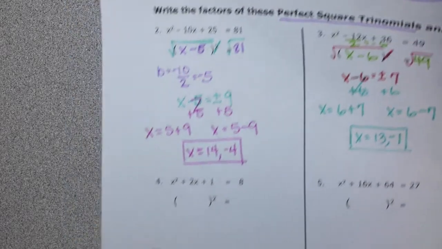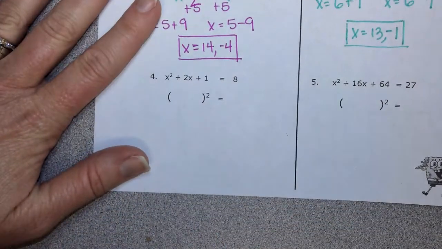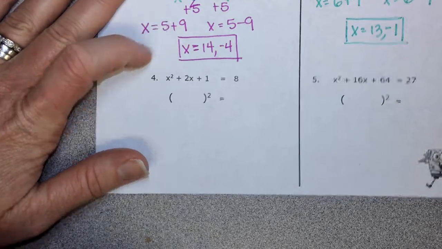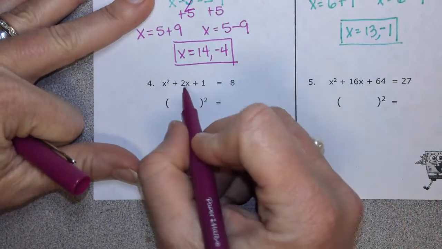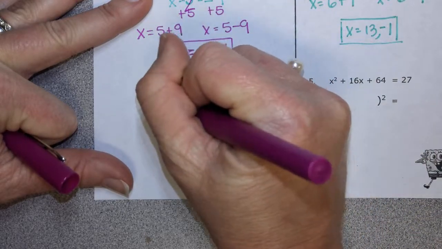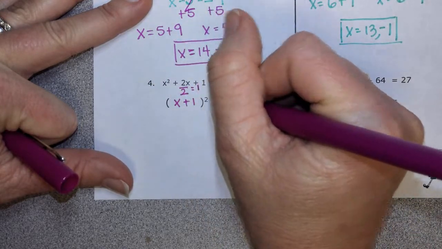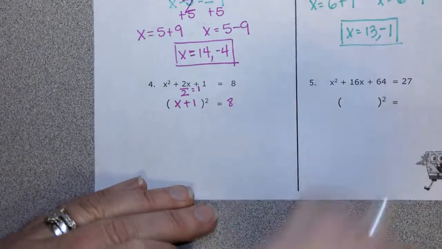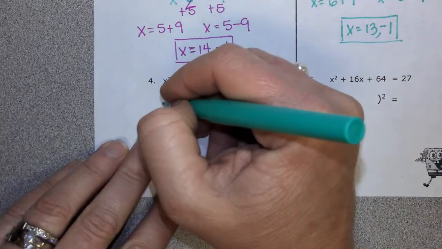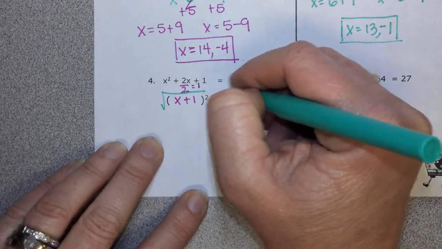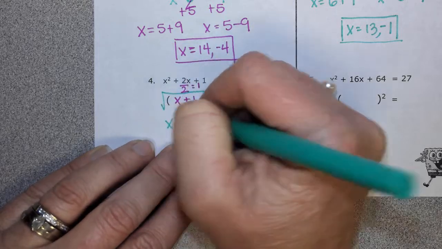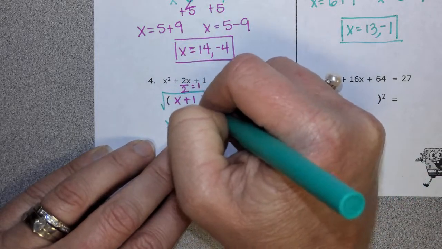Okay, so moving on to number 4. All right, again, I am going to take my b value here and divide it by 2. So that's going to give me 1. So then I have x plus 1 squared equals 8. And now that I have it set up like this, I can take the square root of each side. So this is going to go away. So I have x plus 1 equals plus or minus the square root of 8.